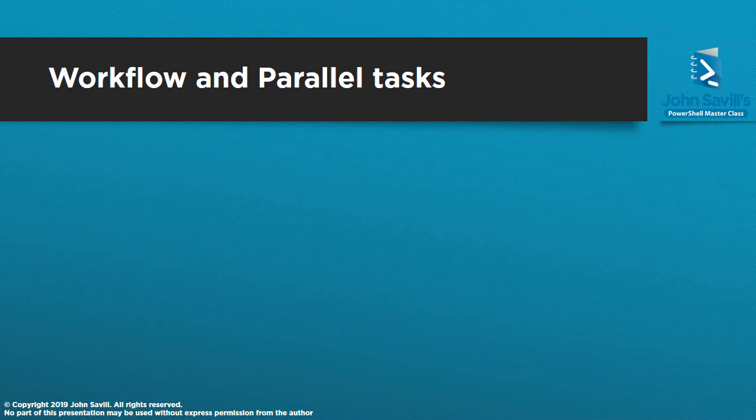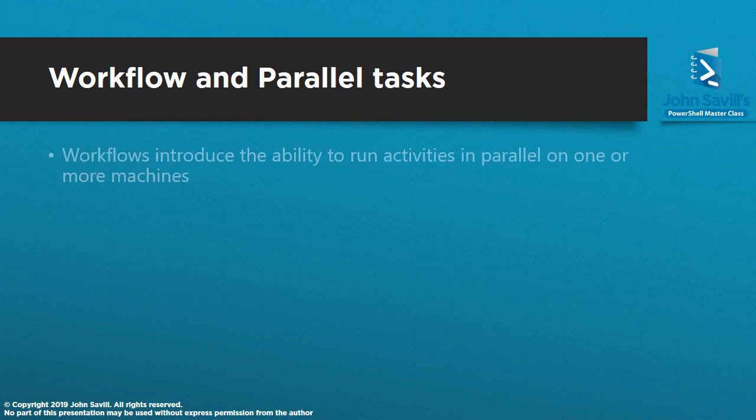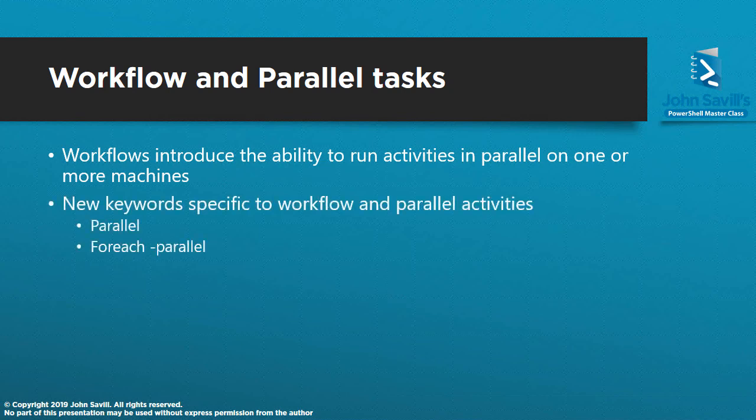Now, some things I'm fine running sequentially. Do this, then do the next thing. But if I was writing this to run against a lot of machines, well, why do I want to run them one at a time? Especially when I'm using resources on the remote machine, I may as well run these things in parallel. And so there are new keywords specific to workflow and those parallel type activities, namely parallel. And then we did foreach before. Well, now I can add parallel to that.